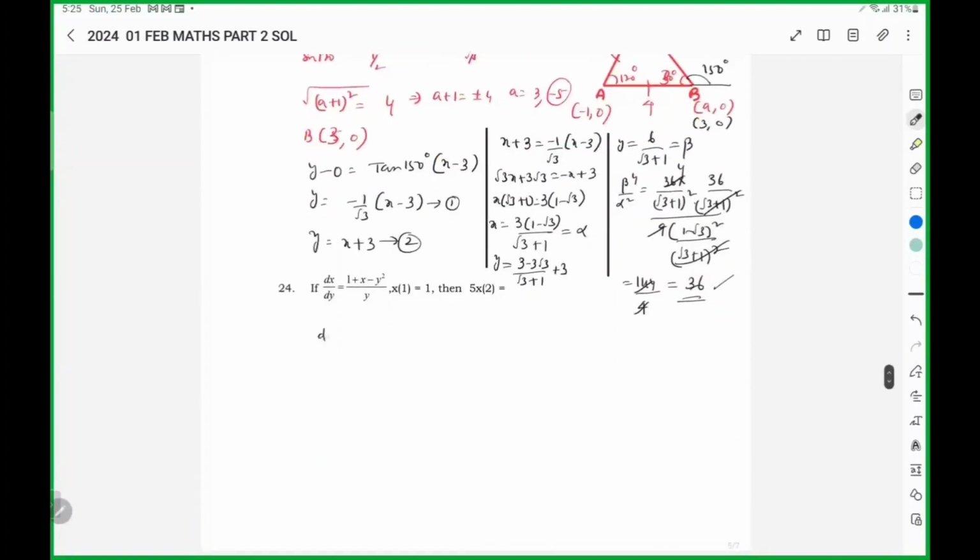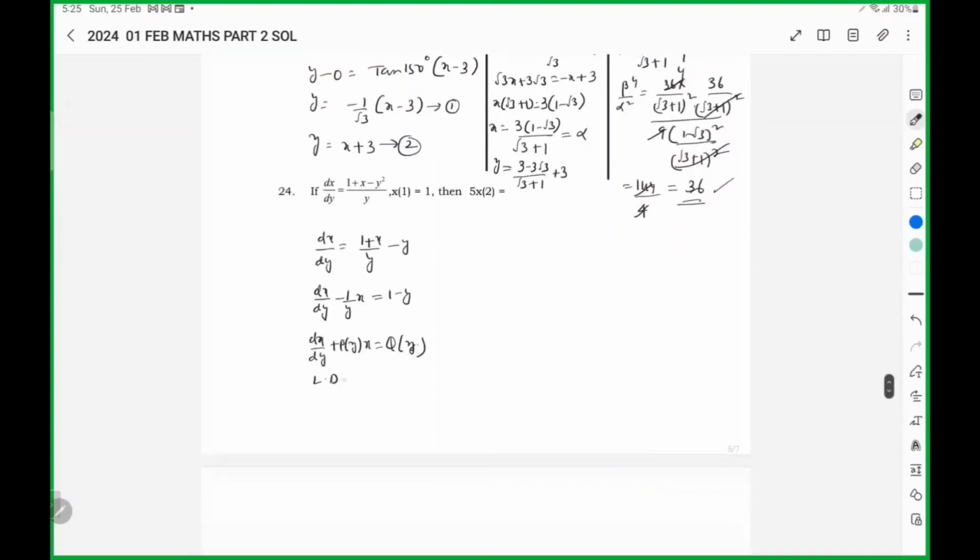This one: dx by dy is 1 plus x by y minus y. dx by dy minus 1 by y of x equals... dx by dy plus p(y) x is q(y). It is a linear differential equation. Solution: x times e power integral p dy equals integral q e power integral p dy plus c.